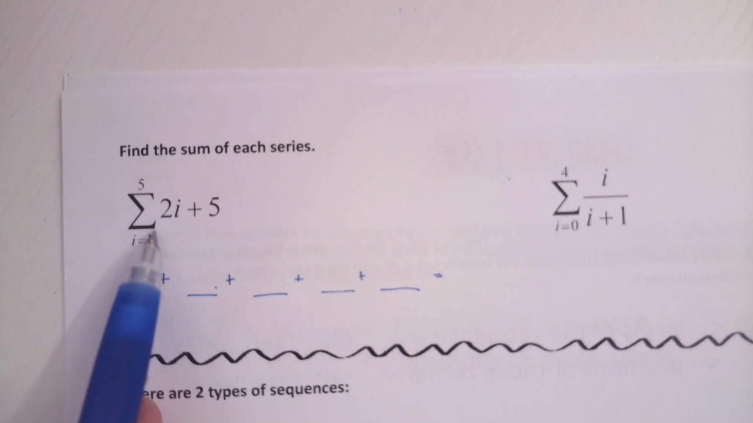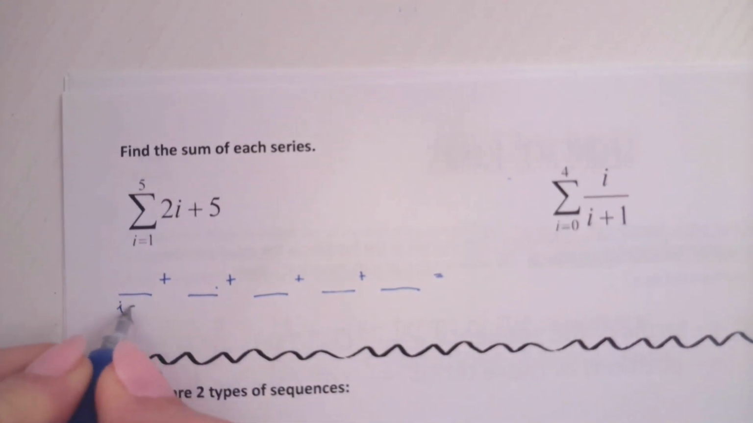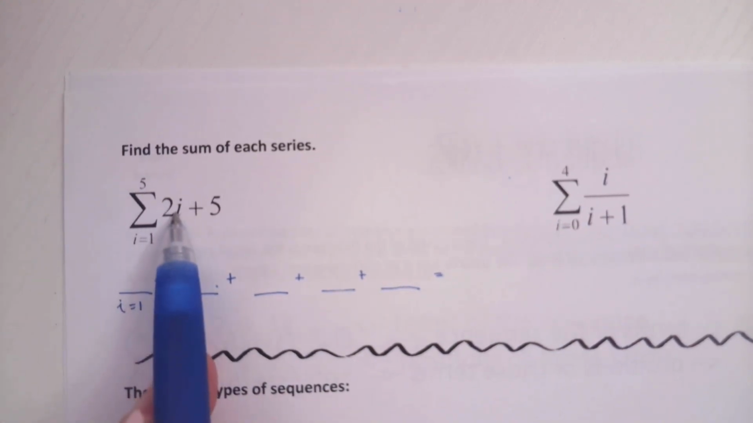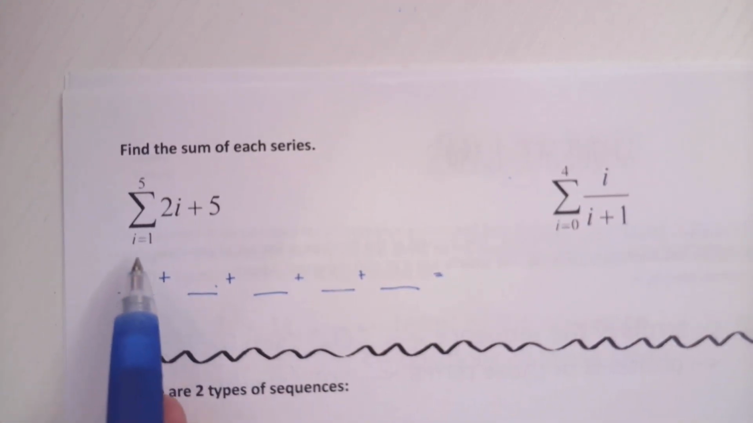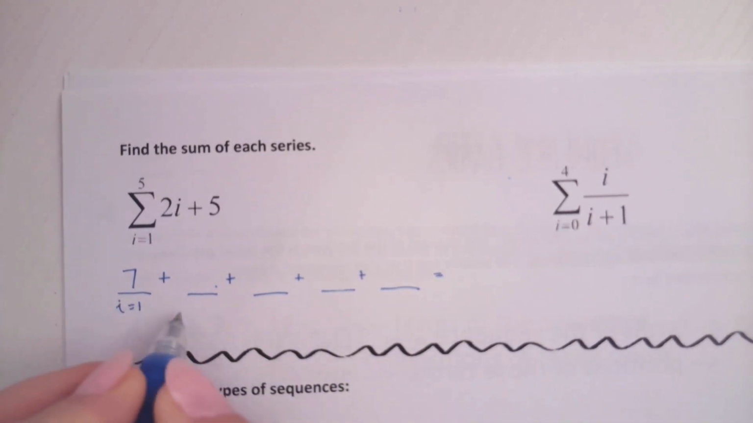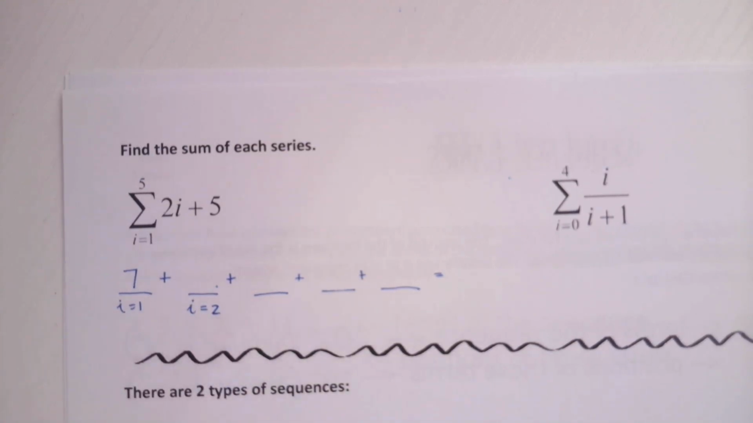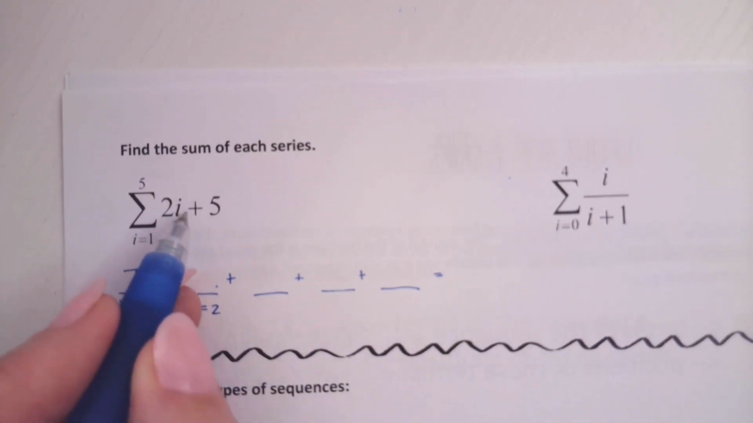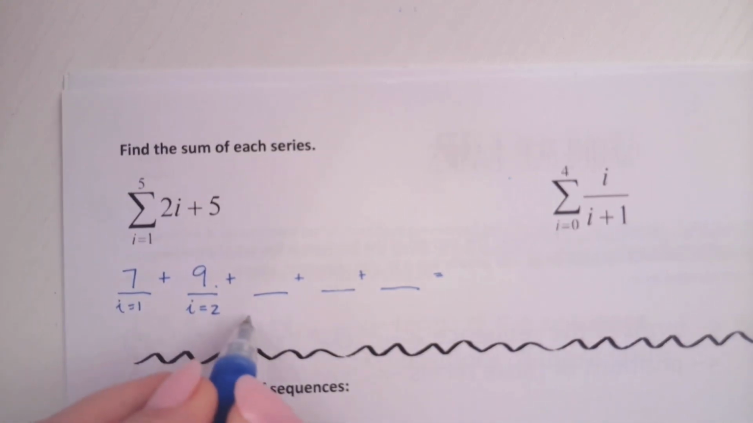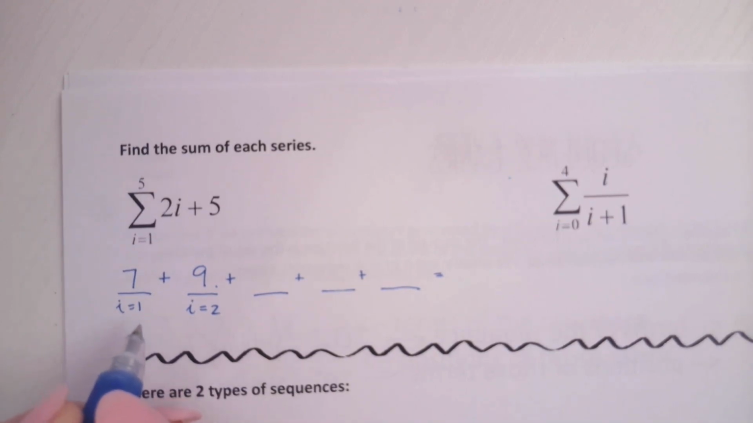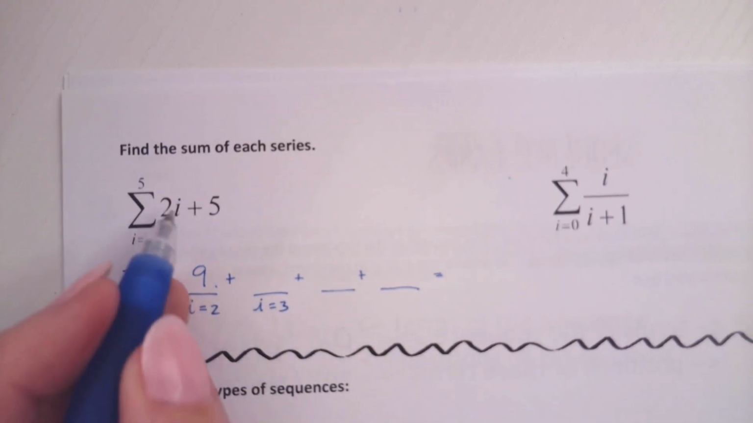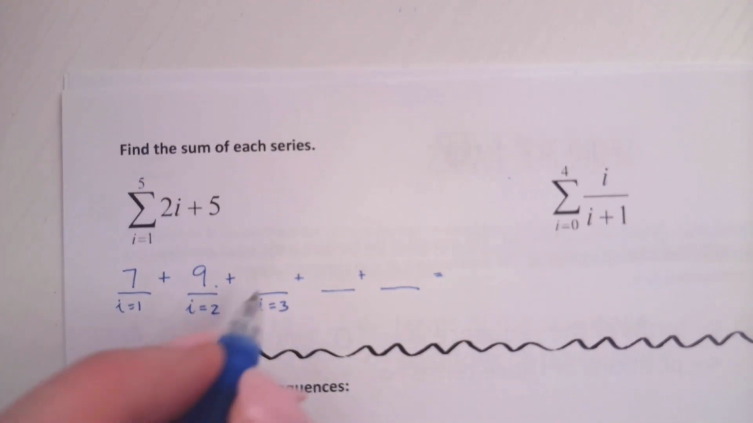Starting with the first term, I'm going to plug in i equals 1 to this little function rule here. If I did 2 times 1 and then added 5, what would my first term be? 7. Yeah, so there's my first. Then for the second one, I'm going to plug in i equals 2. 2 times 2 would be 4, plus 5 would be 9. For the next one, i equals 3. So we're doing 2 times 3 plus 5, which is 11.